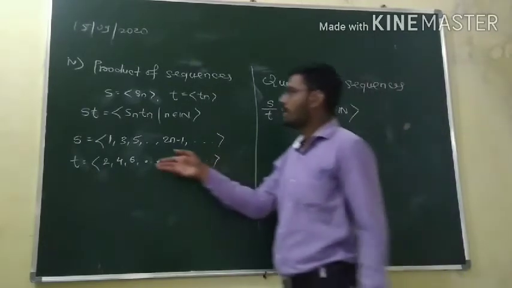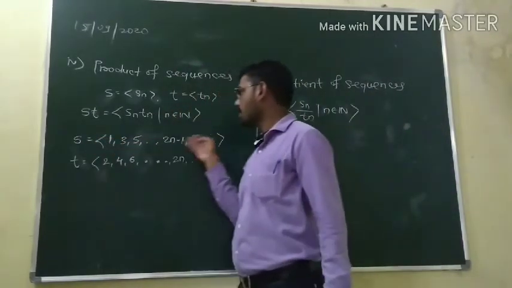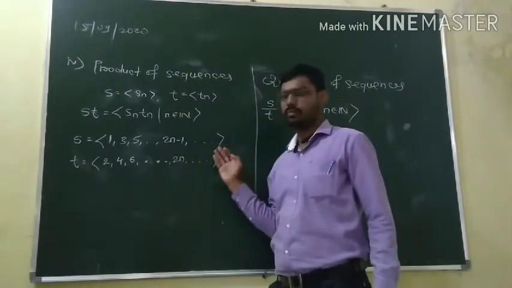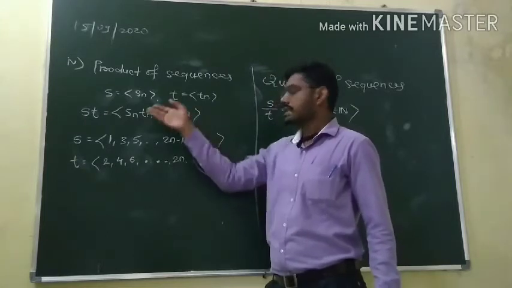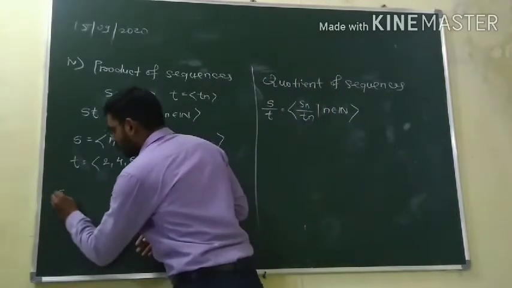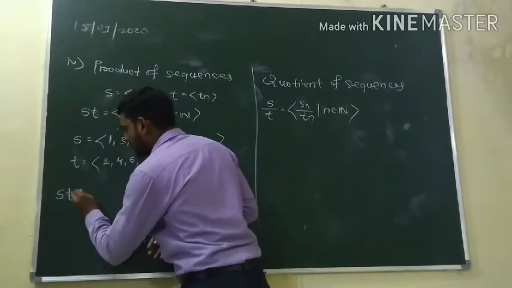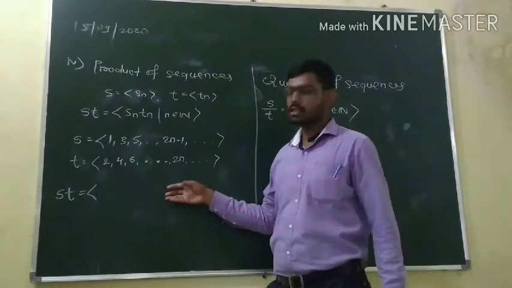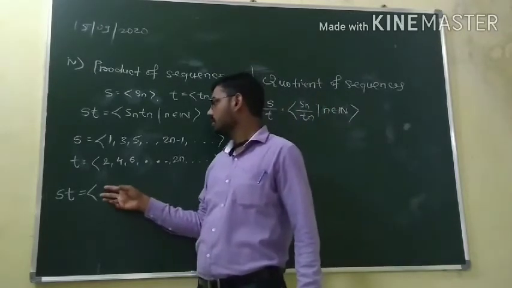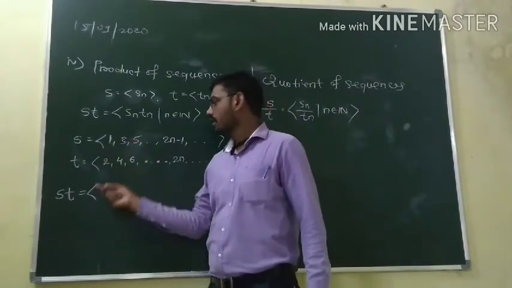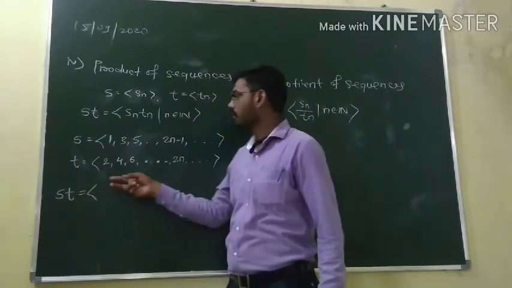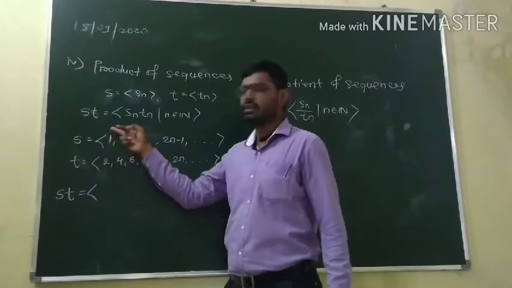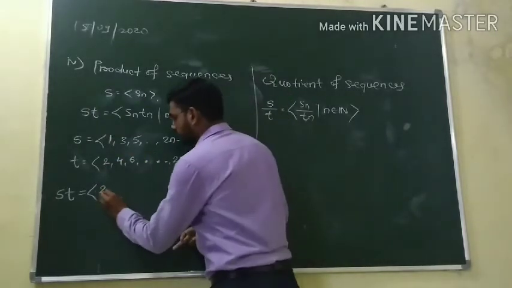Okay. Suppose we are given the sequence S, the sequence of odd natural numbers, and T, the sequence of even numbers. For S into T, we have to form a new sequence. So how to list the elements of the sequence? Just multiply component-wise. The first element is the product of the first element of S and the first element of T, which is 2 into 1, which is 2.